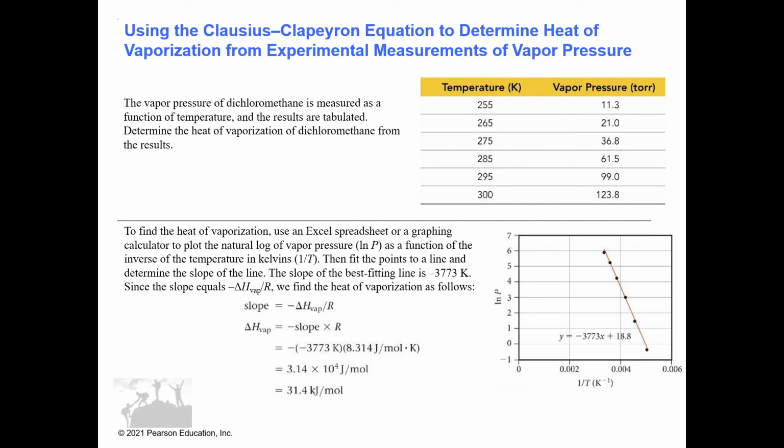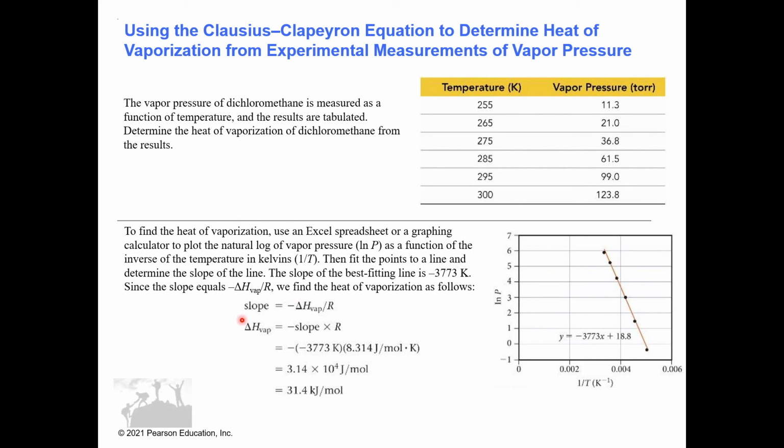In this problem here, you're asked to determine the heat of vaporization of dichloromethane based on these results. So really the only way for you to figure this out is to use Excel. Plug in these values, get a line of best fit with an equation, and then use the slope that they give you to figure out the heat of vaporization.